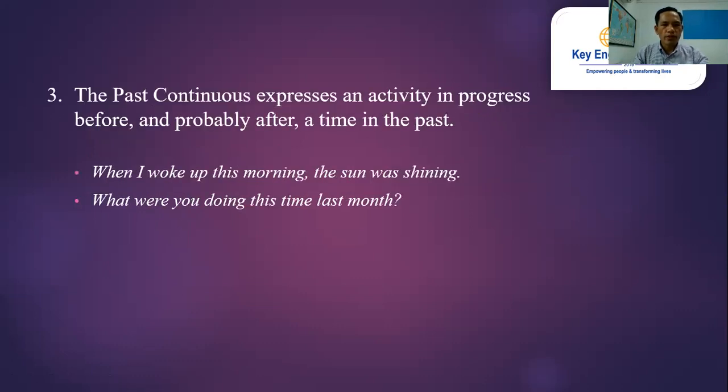And number 3, the past continuous expresses an activity in progress before and probably after a time in the past. So the activity was in progress, was happening already. In this case, for example, when I woke up this morning, the sun was shining. Even before you woke up, the sun was shining. When you woke up, it was shining. After that, it was also shining.